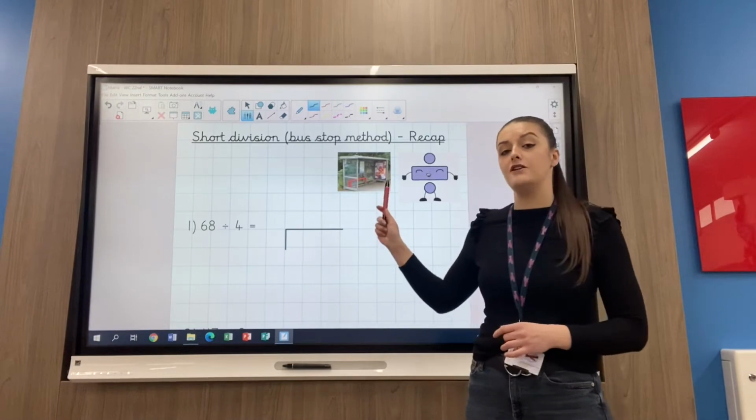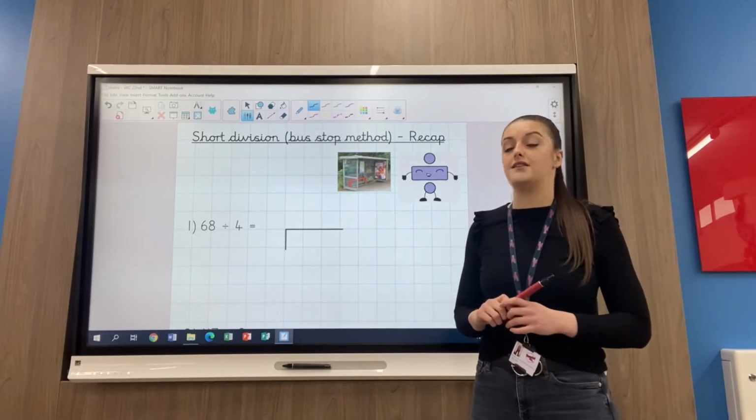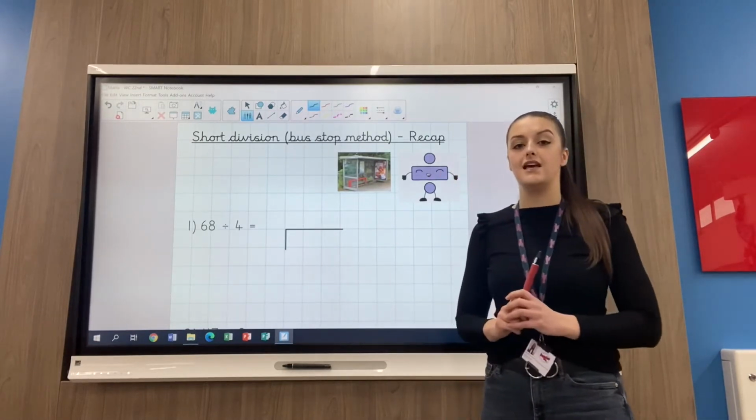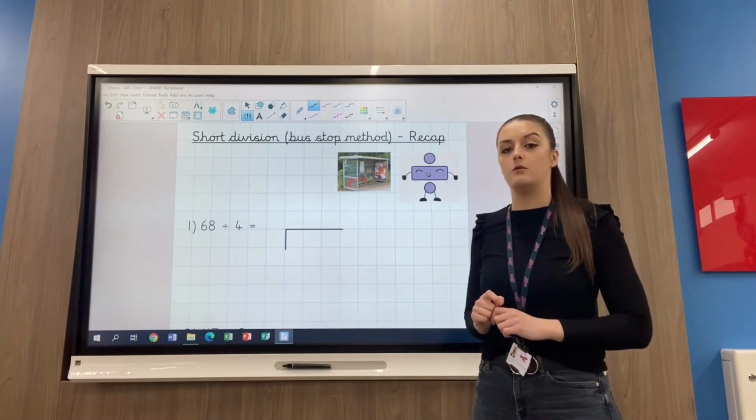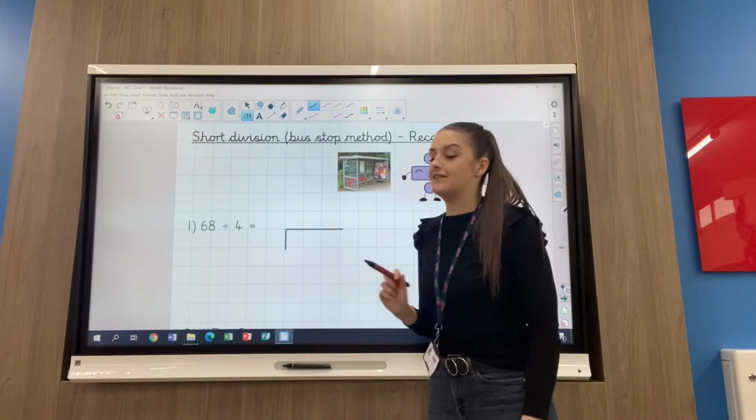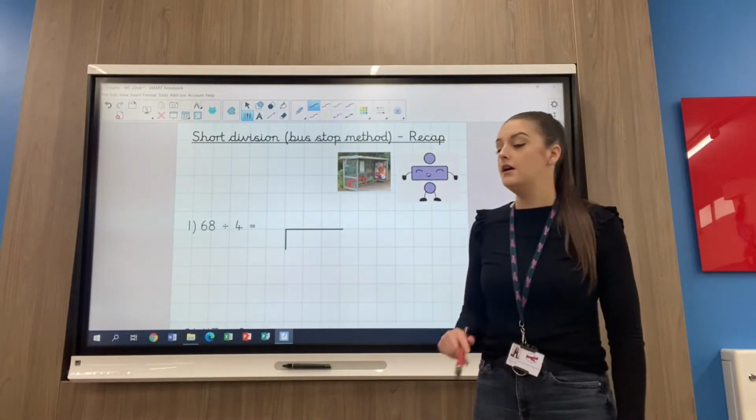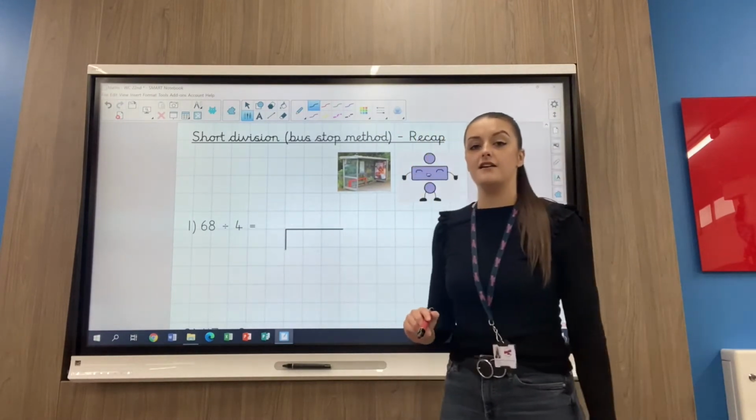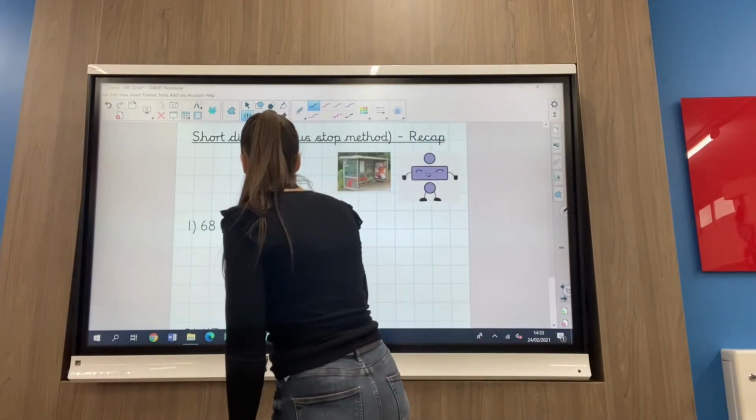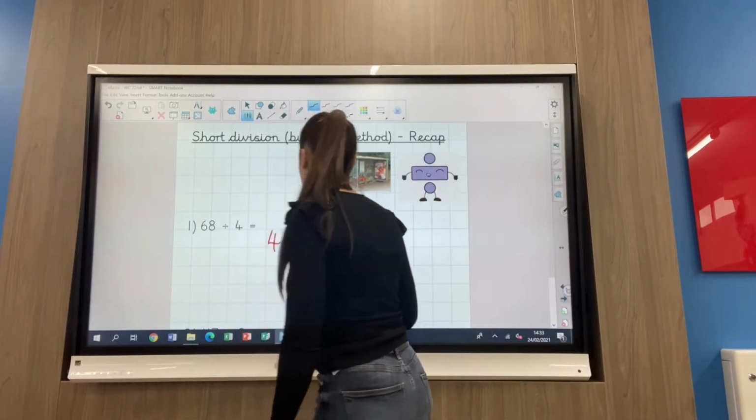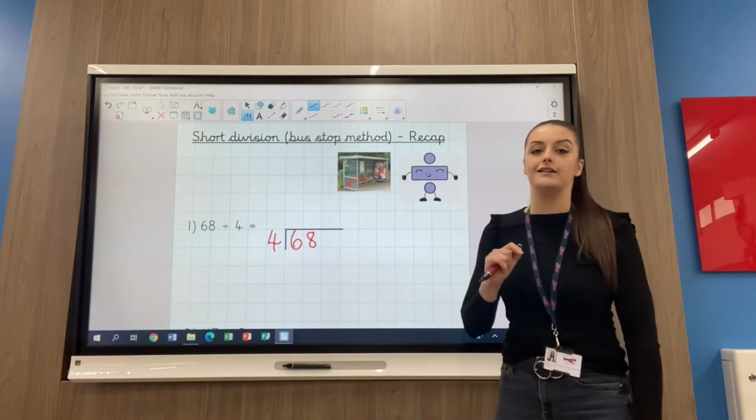Now remember, short division, we also call it the bus stop method. So I've got my bus stops ready for us to complete this method. So you might want to draw them on your whiteboard too. Now I've got 68 divided by 4, okay? Now 4 is my divisor, so we're going to put it on the outside of the bus stop, and we are dividing number 68, so that's going to sit inside the bus stop.